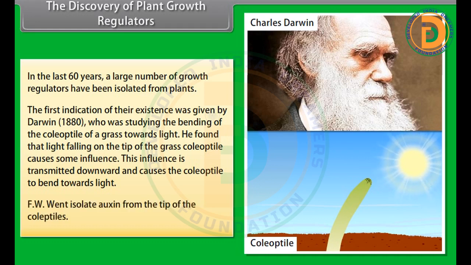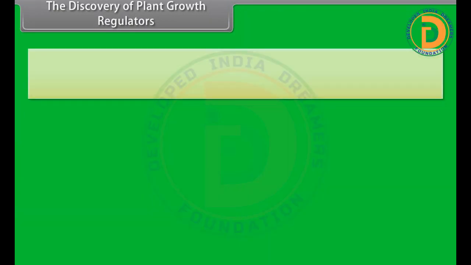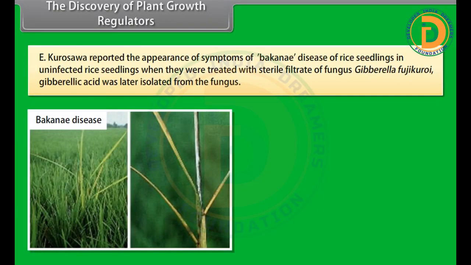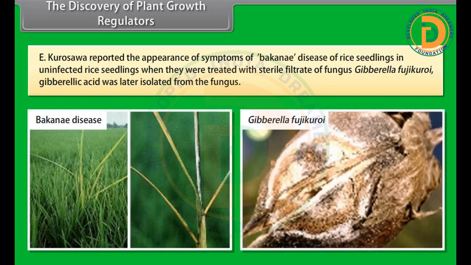F. W. Went isolated auxin from the tip of the coleoptiles. E. Kurosawa reported the appearance of symptoms of Bakanae disease of rice seedlings in uninfected rice seedlings when they were treated with sterile filtrate of the fungus Gibberella fujikuroi. Gibberellic acid was later isolated from the fungus.